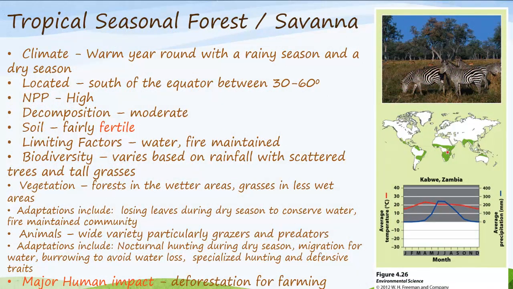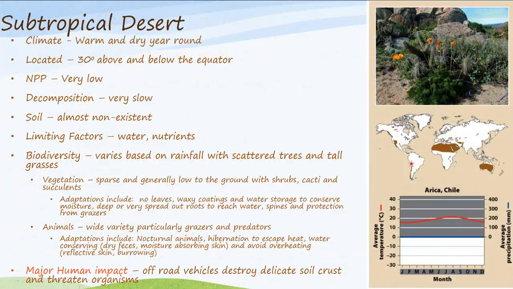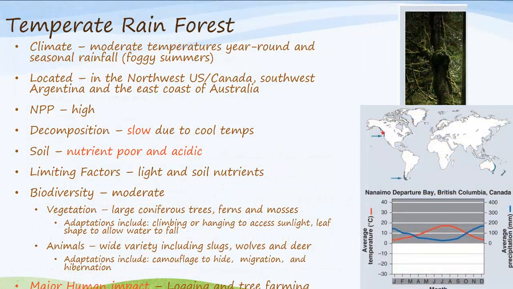Tropical seasonal forest, which is also savanna. This is where they're located. This is what the climate graph looks like. And then make sure that you know how humans impact that biome. Subtropical desert. You can pause, you can read it. Make sure that you recognize where these are, what they look like. Think about what lives there because of the temperature, the climate.